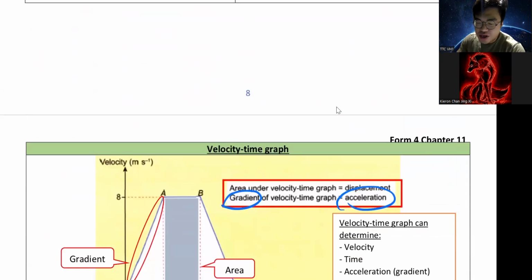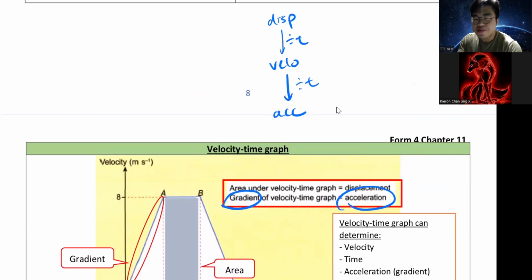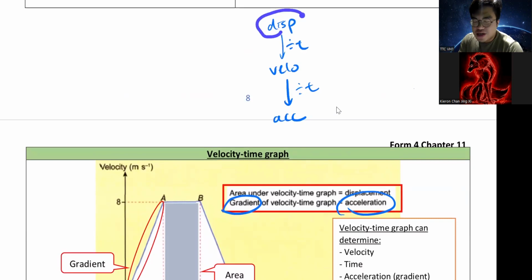Let me put it this way. We have displacement divided by time equals velocity. Velocity divided by time equals acceleration. So last week we were looking at the displacement time graph, isn't it?